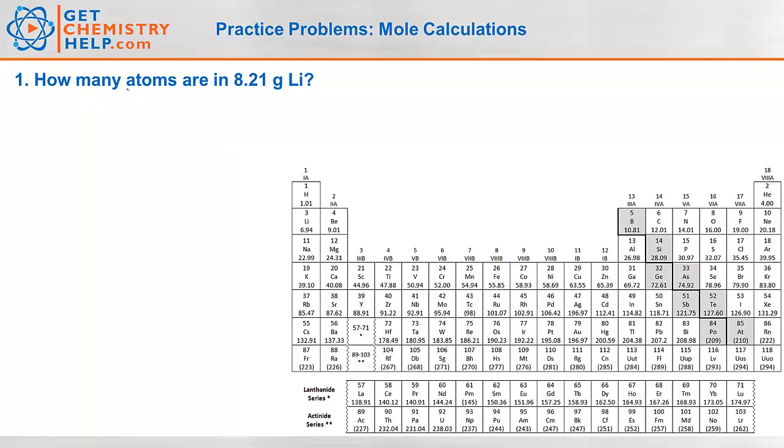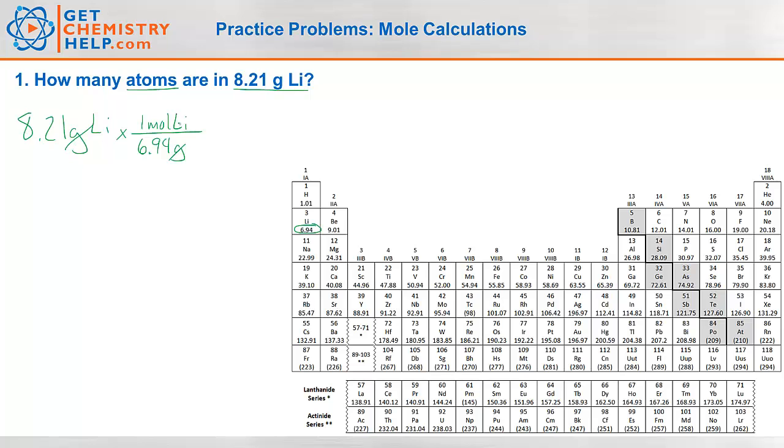This one says, how many atoms are in 8.21 grams of lithium? So I know I'm starting with 8.21 grams of lithium. Now, whenever you have mass, the only thing you can ever do with mass is use the molar mass and turn it into moles. So I'm going to find the molar mass of lithium. It's right here. That says that there's 6.94 grams per mole of lithium. Well, I need grams to cancel, so I'll put the grams on the bottom. 6.94 grams per mole of lithium.